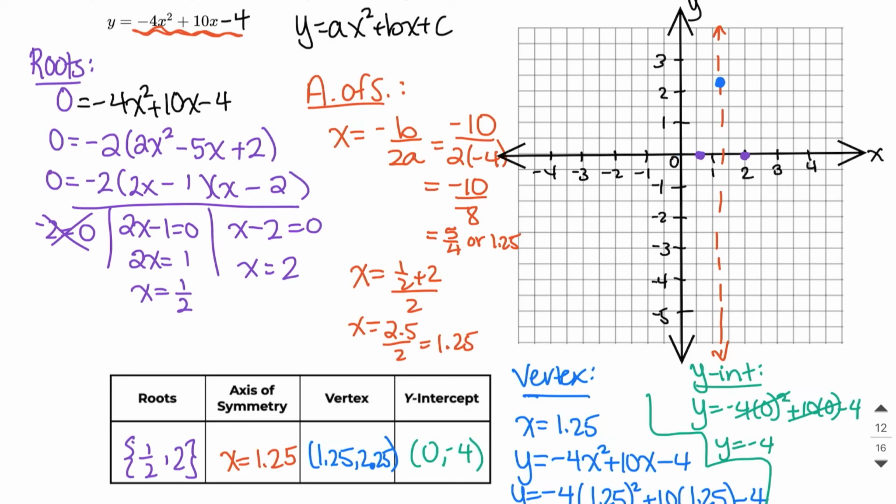So here's my vertex. And then my y-intercept is at 0, -4, and then I'm just going to do my symmetrical point on the other side. So this right here is 1.25 away, so I'm going to go another 1.25 away, and I end up at 2.5. And then I can just connect the dots. And this right here is my parabola. And that's how you get all of this information using all the different forms that we have here. So let me just write down here that this is standard form.